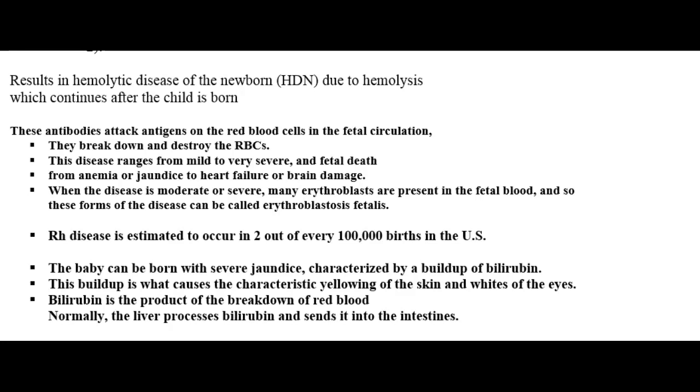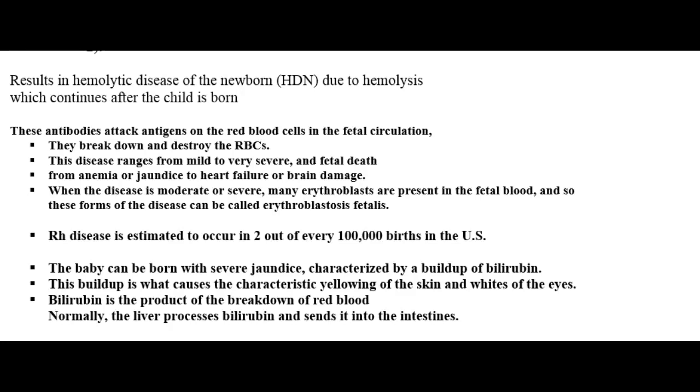And this has caused a lot of trouble. It can range from mild to very severe and fetal death even. Anemia, jaundice, even heart failure, brain damage. When the disease is mild or severe, there are many erythroblasts in the fetal blood, so that's why they can also call it erythroblastosis fetalis. Or they can also call it Rh disease. That's estimated to occur in about 2 out of every 100,000 births in the U.S. The baby can be born with severe jaundice, characterized by a buildup of something called bilirubin.